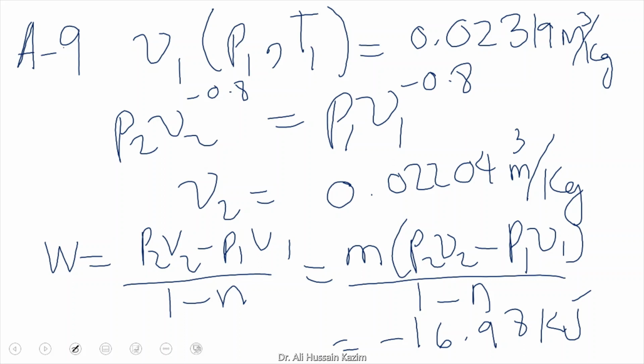So always remember that once you are applying this formula, you have to have pressure in Newton per meter square. So they had given us the pressure in bar. So you convert bar into Newton per meter square by multiplying it by 10 raised to power 5. And then you divide the entire answer by 10 raised to power 3 to get the answer in kilojoule.